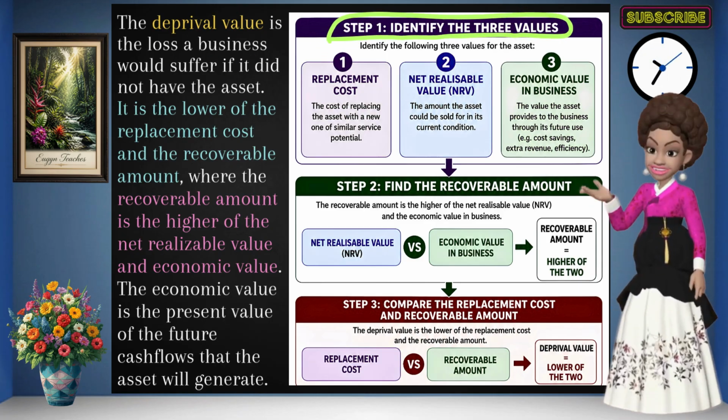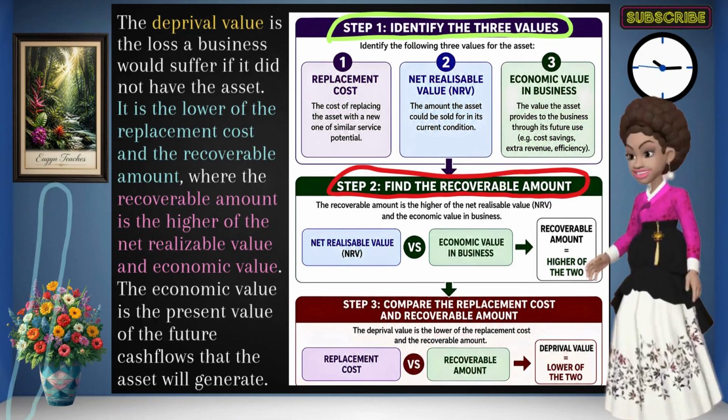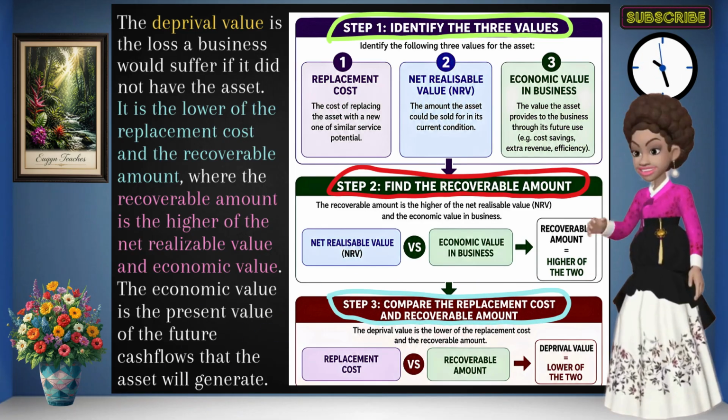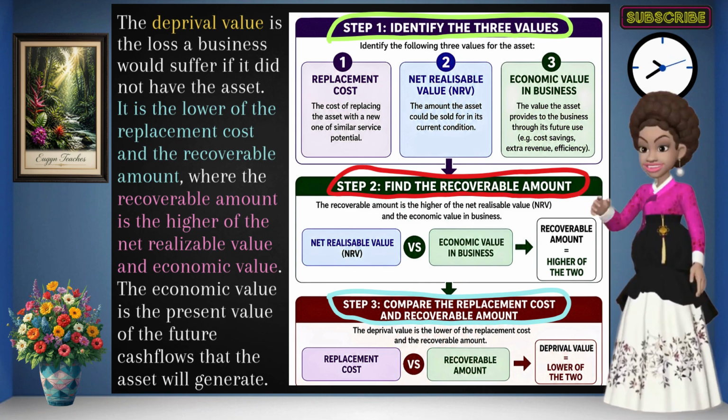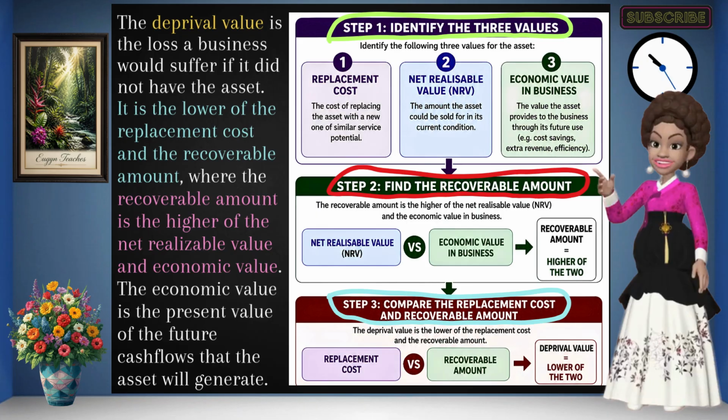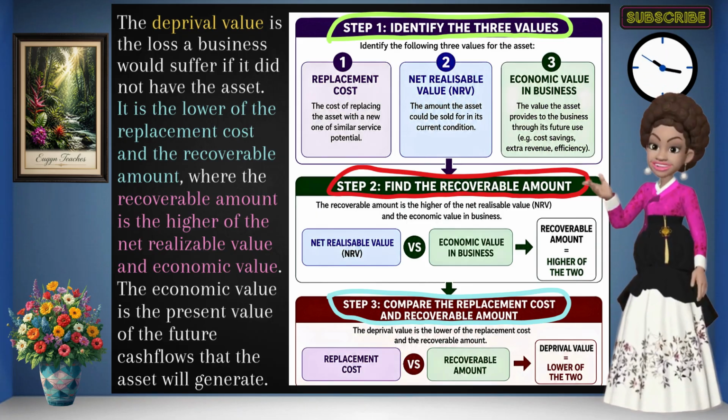The first step is to identify the three values, that is the replacement cost, net realizable value, and economic value in business. The second step is to find the recoverable amount, which is the higher of the net realizable value and economic value in business. The third step is to compare the replacement cost and recoverable amount to determine the deprival value. The deprival value is the lower of the two.